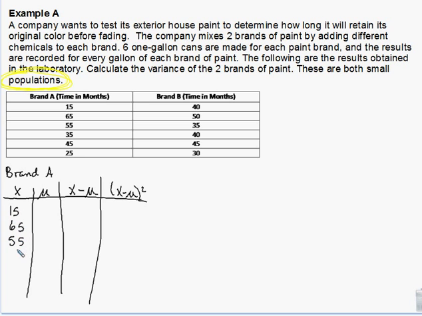So I'm going to write down all of my data points. Okay. N equals 6. I have 6 cans of paint in my population. The sum of all of the x's, I'm going to figure that out so I can calculate my data point. When I add all of those together, I get 240. That's all of these x's. And so my average is equal to 240 divided by 6. So the average length that this paint lasts is 40 months. So I'm going to write that on there.